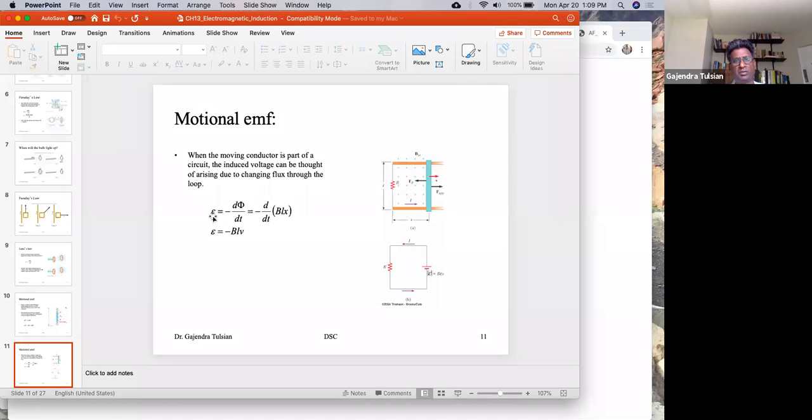So we could use Faraday's law to explain this. The EMF induced is the rate of change of flux. The flux through this loop is B times the area. The area of that loop is Lx, where x is that distance, and if you take the time derivative of that, dx by dt is velocity v. So there's the induced EMF. This rod is acting like that battery, and the EMF of the battery is BLV.